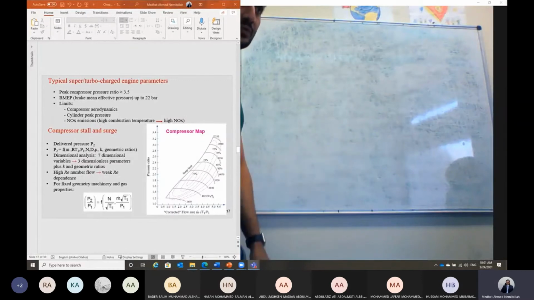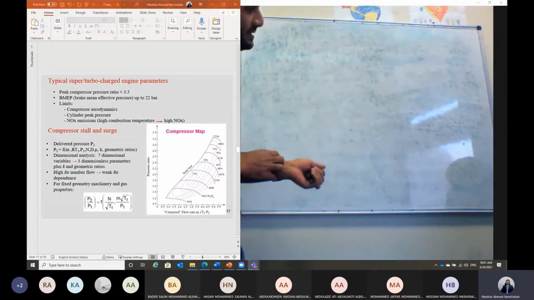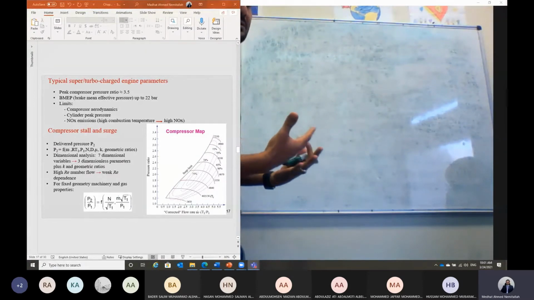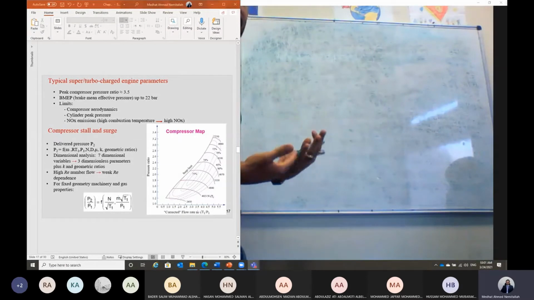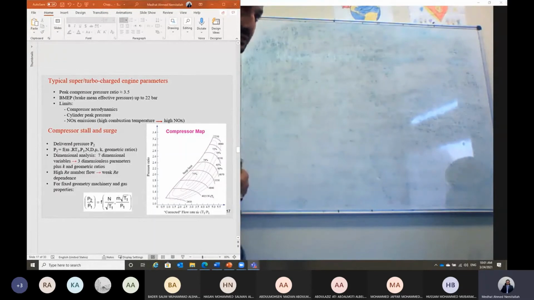About a very important process, which is the matching between the turbine, the compressor and the engine in the case of turbocharging. At the design stage, how can we design the turbocharger, the turbine and the compressor in order to match the operation of the engine?